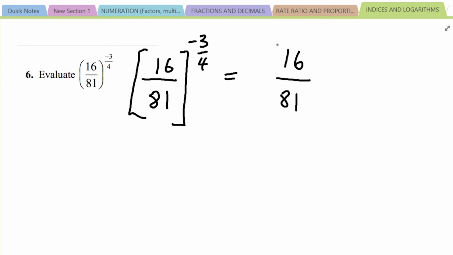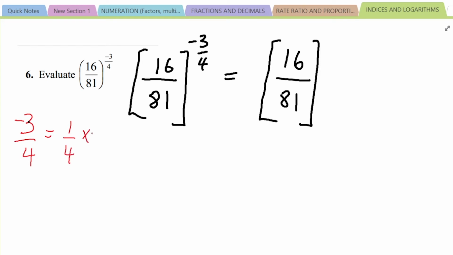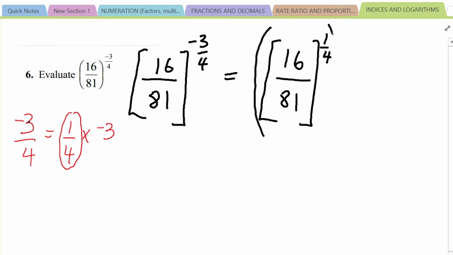81. But what we are going to do is divide that. You see this is negative 3 over 4, which is the same as saying a quarter times negative 3. So we isolate the quarter, and the quarter is what we're going to put up here. So this is going to be equal to, if I may put another bracket here, a quarter, and then this whole thing is to the power negative 3.